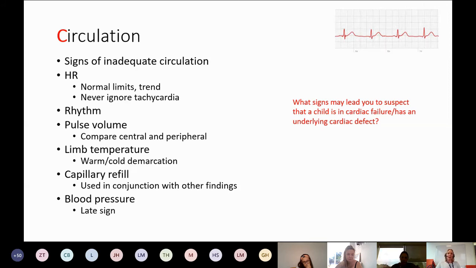So just another quick question, just to interrupt this a little bit and to stop me talking the whole time. But just think, when you're assessing circulation, when you've got a baby or an older child that you're concerned about their circulation, are there signs that may lead you to suspect that the child's circulation is inadequate because they're in cardiac failure or because they've got an underlying cardiac defect? So just think about that, and that's coming up in a couple of slides. Let me know if questions come in.